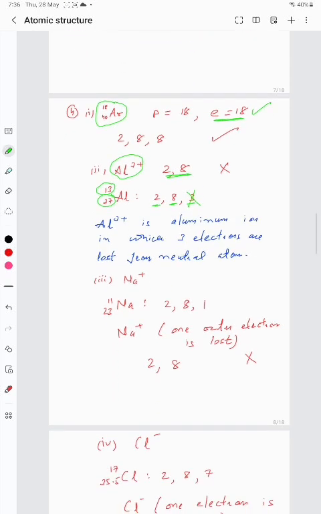Then comes Na positive. In the periodic table, Na is 11 and 23. There are 11 protons and 11 electrons. The electronic configuration for the neutral atom is 2,8,1, and for this positive ion, one electron is lost. So you have to remove one electron from here, and you get 2,8 for Na positive.